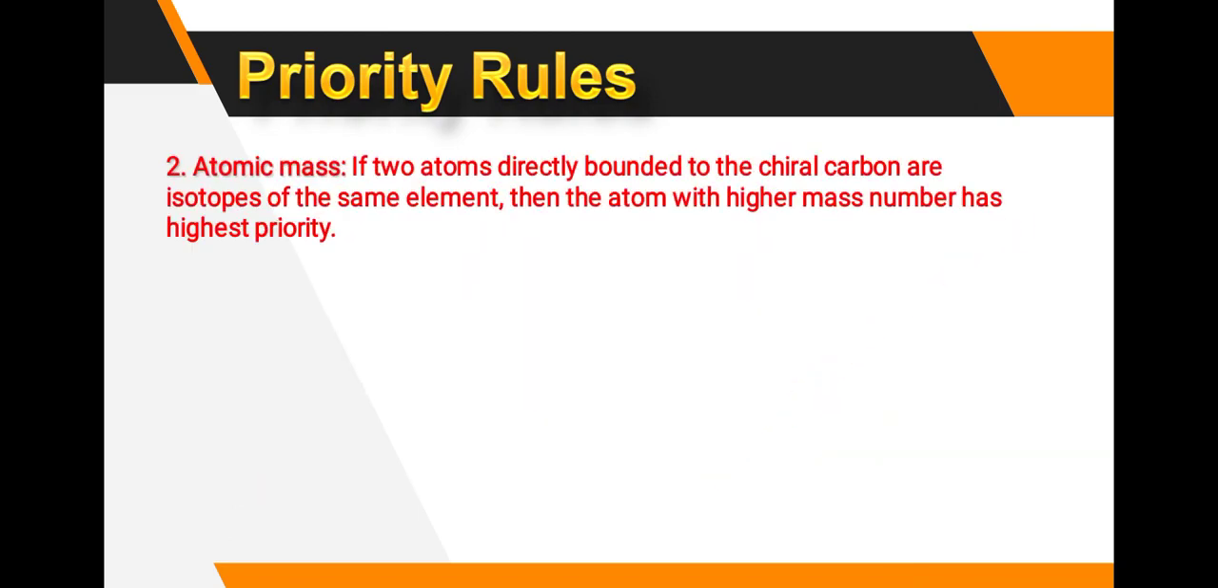Then atomic mass: if 2 atoms directly bonded to the chiral carbon are isotopes of the same element, then the atom with the highest mass number has highest priority. Then C, hydrogen, deuterium, tritium. These are the isotopes of hydrogen. Tritium has the highest mass number, then deuterium, then hydrogen.